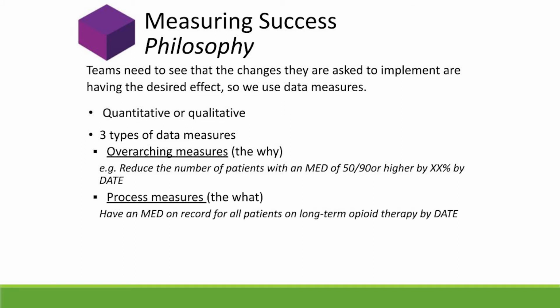Within that, you're going to be looking at also process measures. So this is like the what: what are we doing to achieve this broader goal of why we're doing this work? An example here might be, have an MUD on record for all of your patients who are on long-term opioid therapy by a certain date.